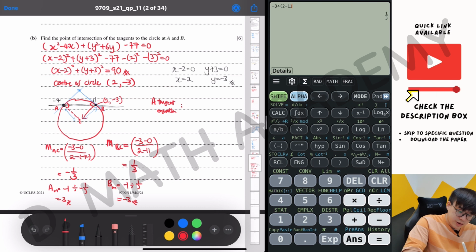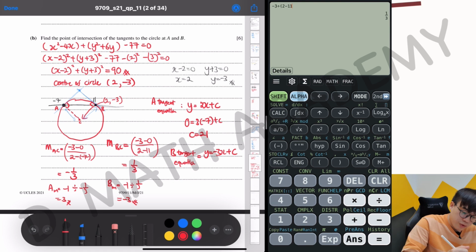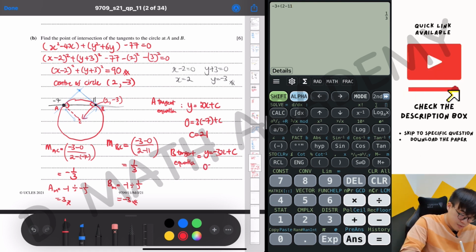you will get the answers as y equals to 3x plus c. Since our y was 0 at the point, 3 times negative 7 plus c will be 21. While your B tangent equation is y equals to negative 3x plus c. The point was 11 and 0.